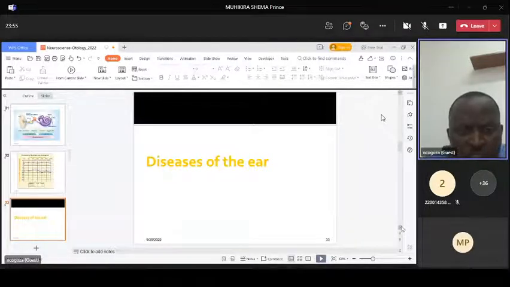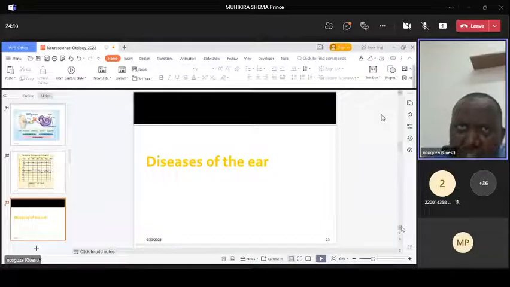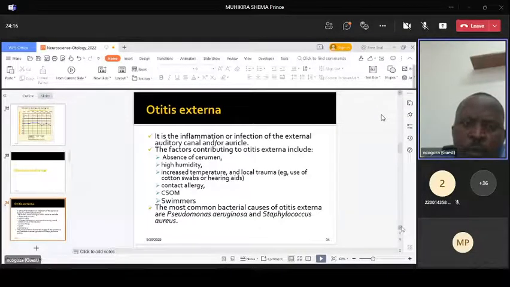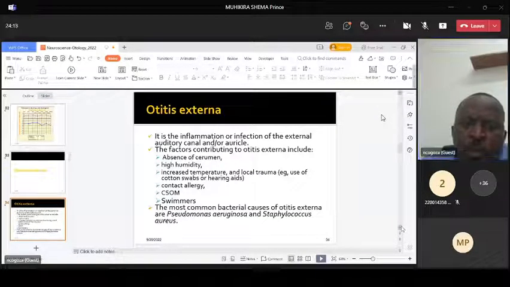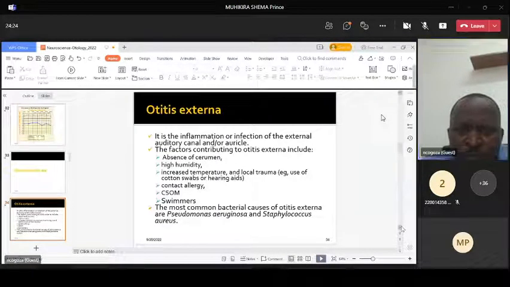So if you go to the diseases, of course, as I told you, we start with diseases of the outer canal, diseases of the tympanic membrane, diseases of the middle ear, diseases of the inner ear, and especially diseases of the middle ear, because they are most common. So for me, otitis externa, it's common, but not really common.